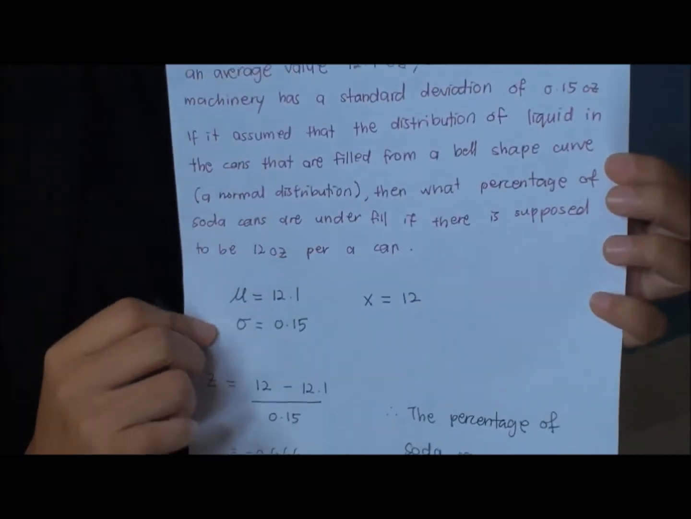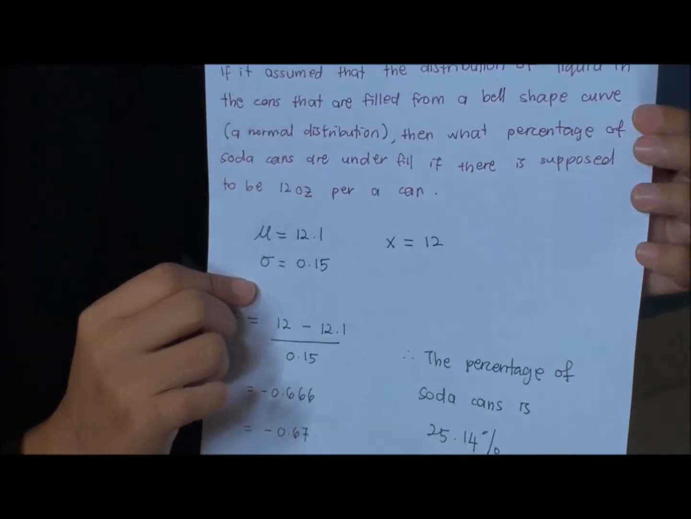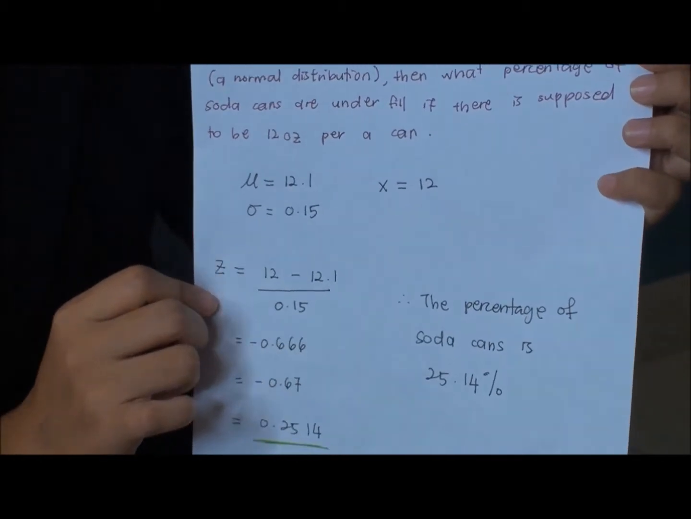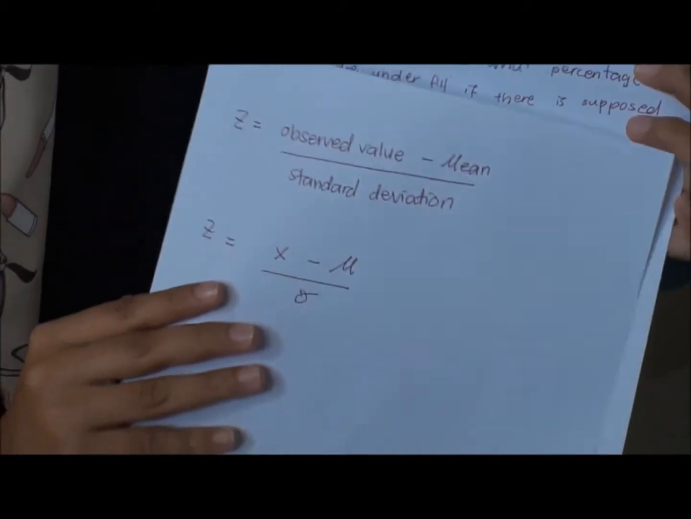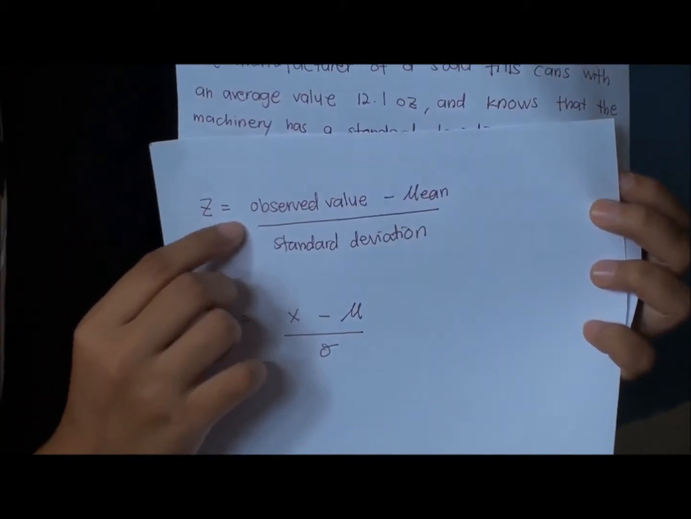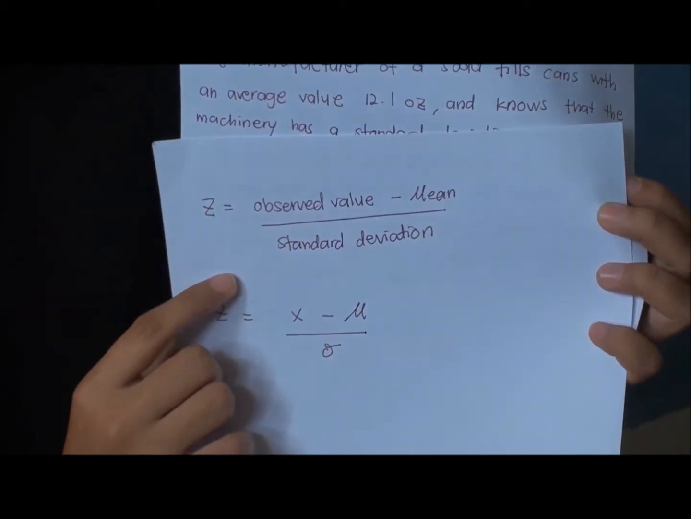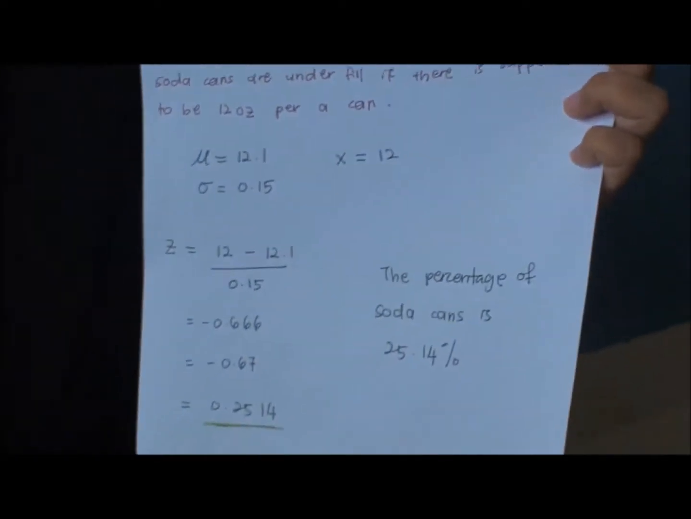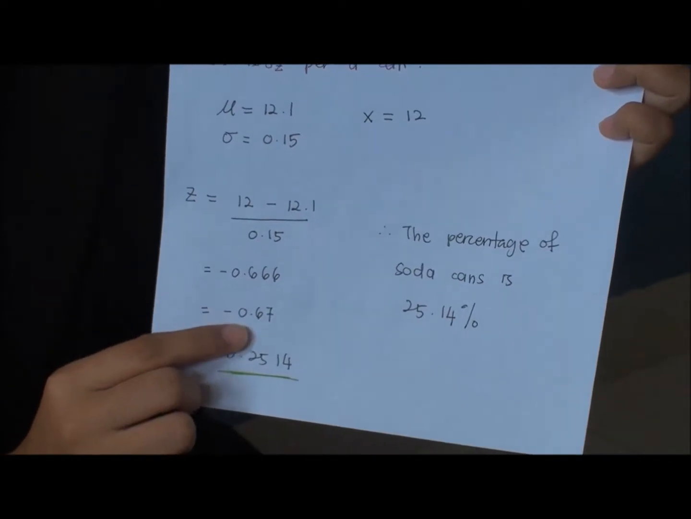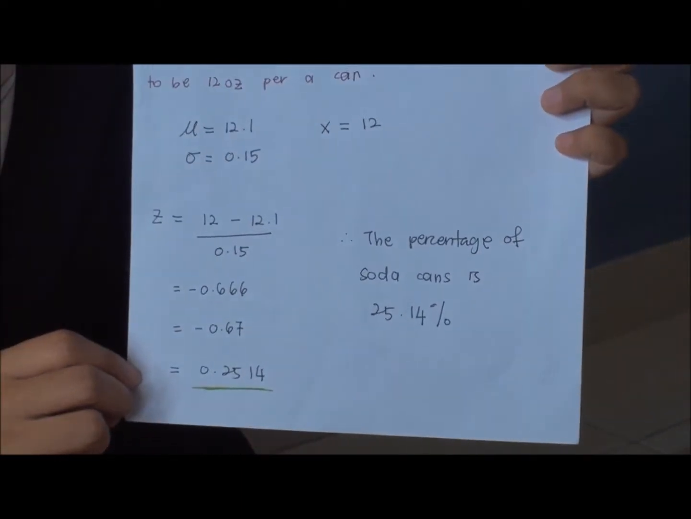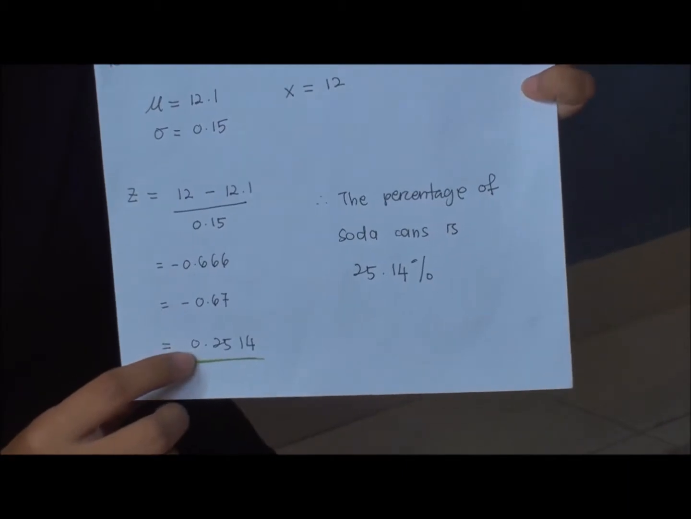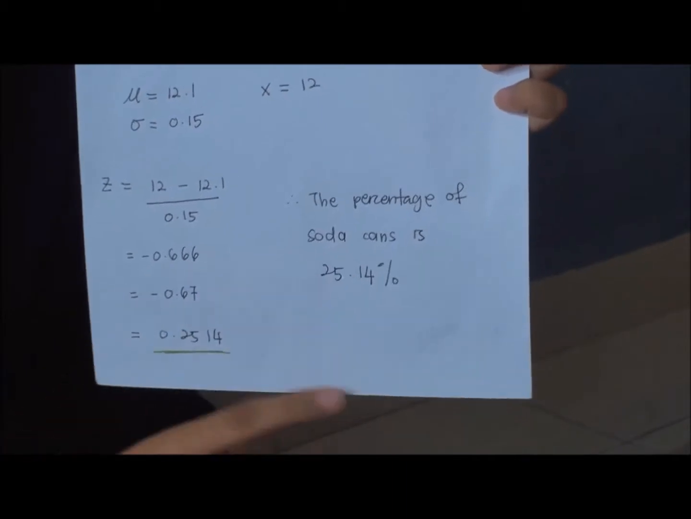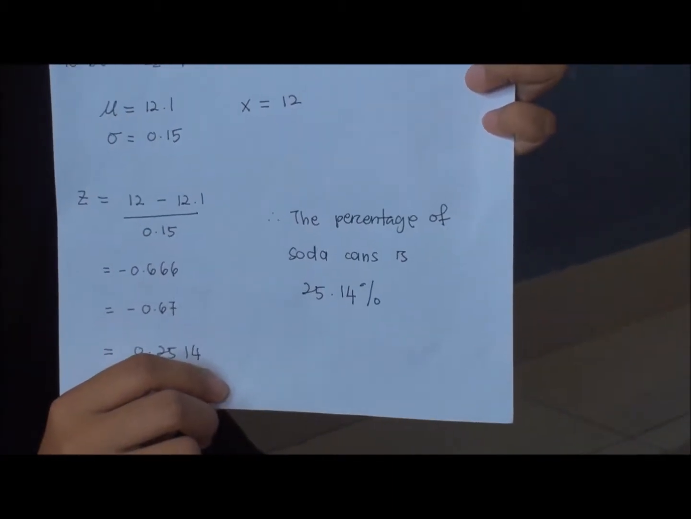The mu is 12.1, sigma, the standard deviation, equals 0.15, and the value of x is 12. So we plug the values into the formula, z equals observed value minus mean over standard deviation, or x minus mu over sigma. So we will get negative 0.67. We check the normal distribution table and get 0.2514. The percentage of underfilled soda cans is 25.14%.